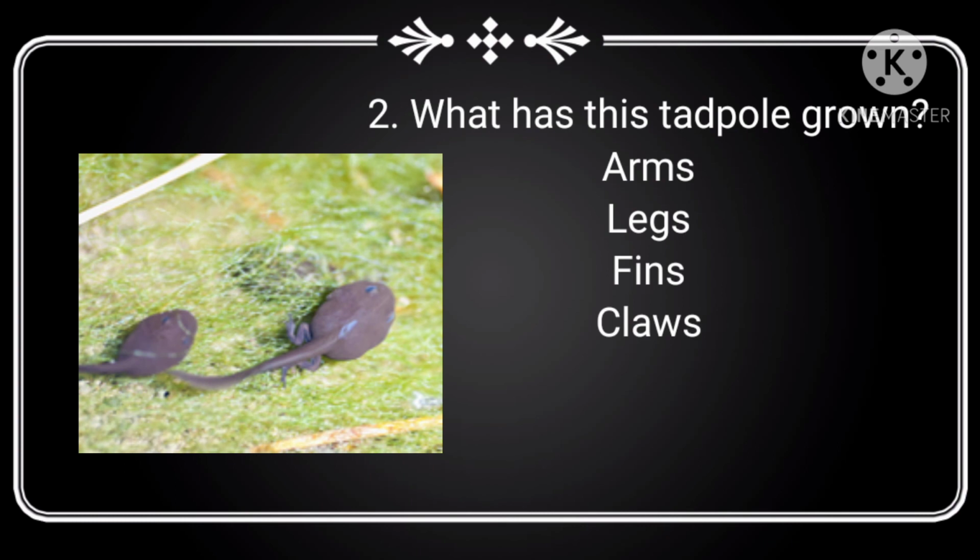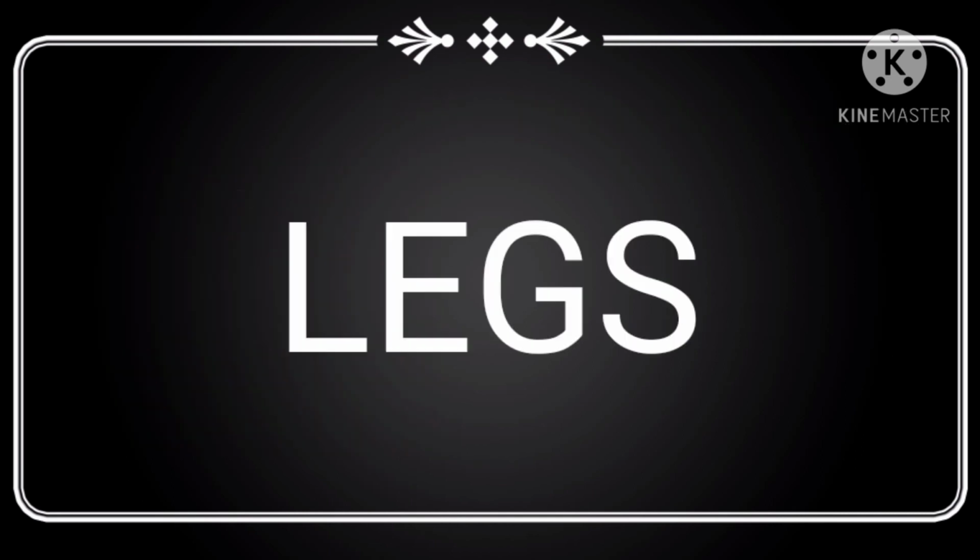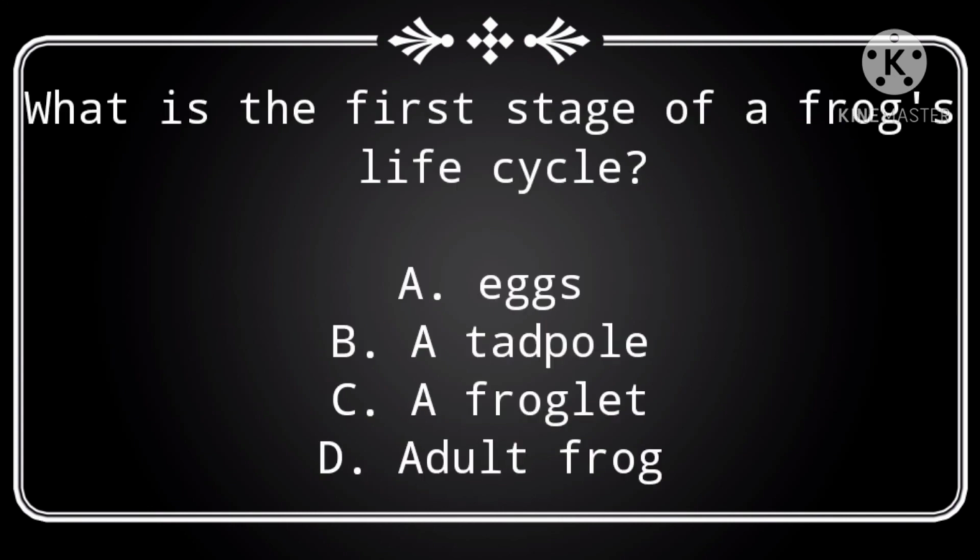Number 2. What has this tadpole grown? Arms, legs, fins, claws. What is the first stage of a frog's life cycle? And the correct answer is letter A, eggs.